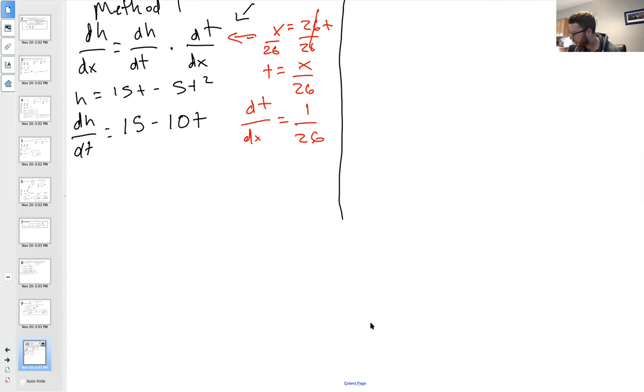As per our chain rule, I think you guys are probably sick of me saying that. So if we take the derivative of h with respect to x, it is equal to the derivative of h with respect to t multiplied by the derivative of t with respect to x, which we have found.